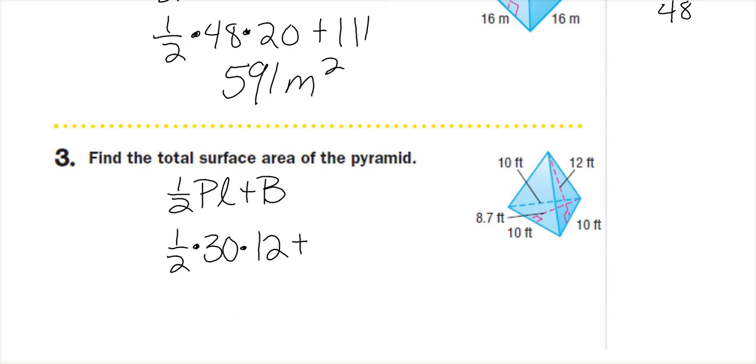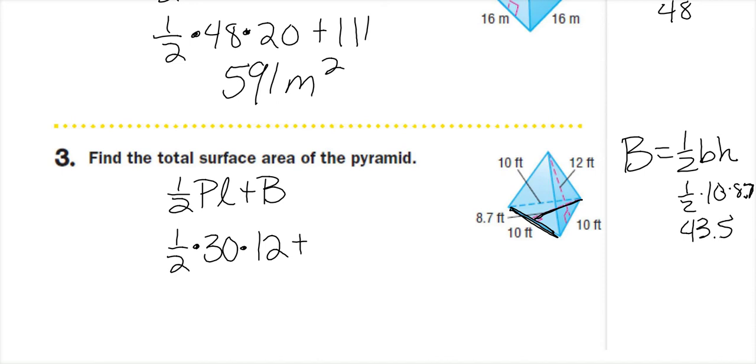Plus, this time they did not give us capital B, so we're going to have to find it. Capital B would be 1/2 little b h. Remember, 1/2 base times height. The base is 10, and the height right here is 8.7. 1/2 of 10 is 5, so 5 times 8.7 is 43.5.